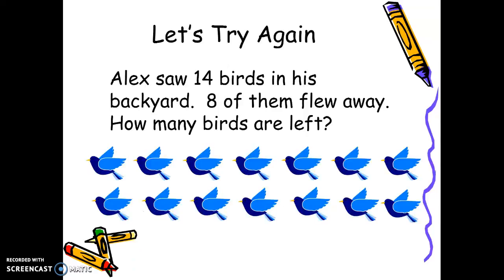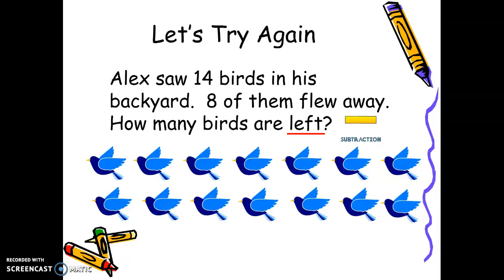So let's try again. Alex saw 14 birds in his backyard. 8 of them flew away. How many birds are left? Well, let's see. We have 14 birds there, but 8 of them flew away. So let's take 8 away. We are subtracting, again, because we have our keyword left. So that told us that we are subtracting.